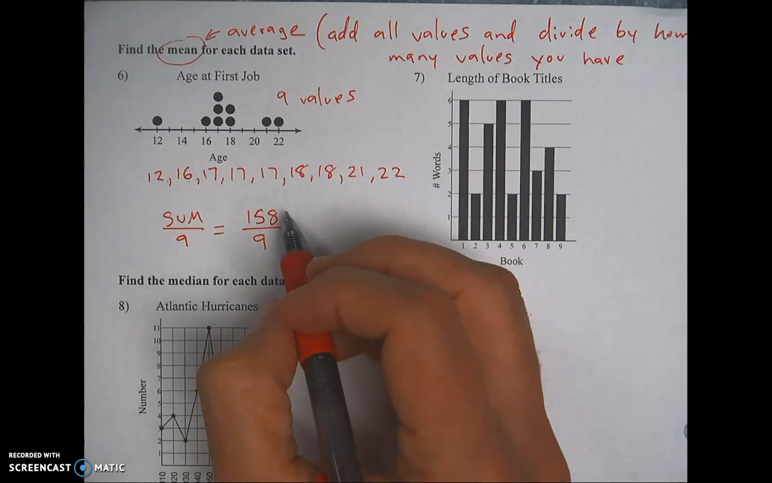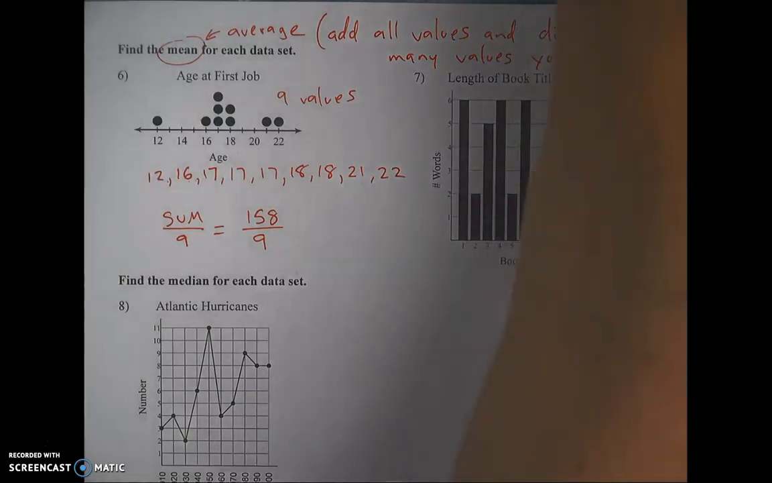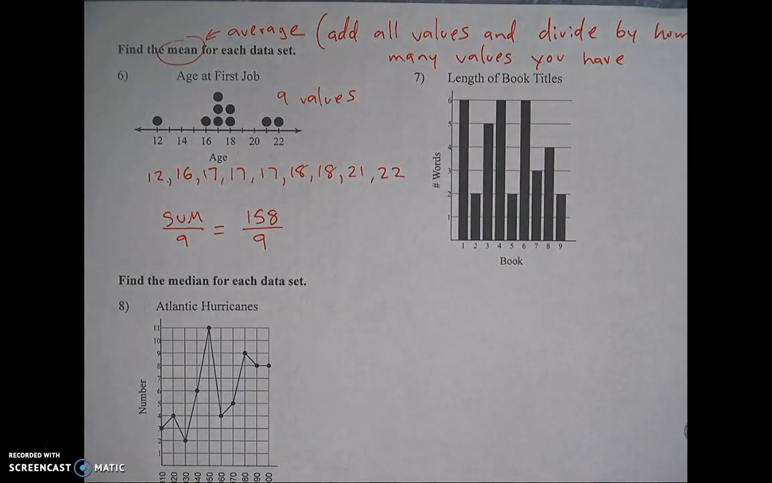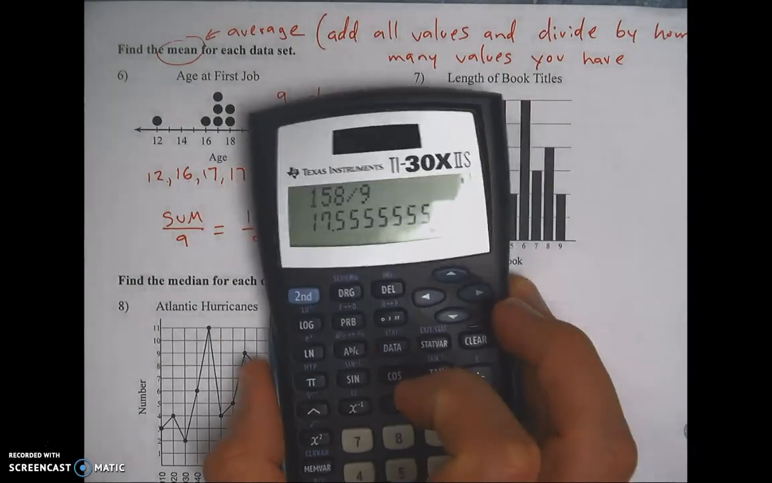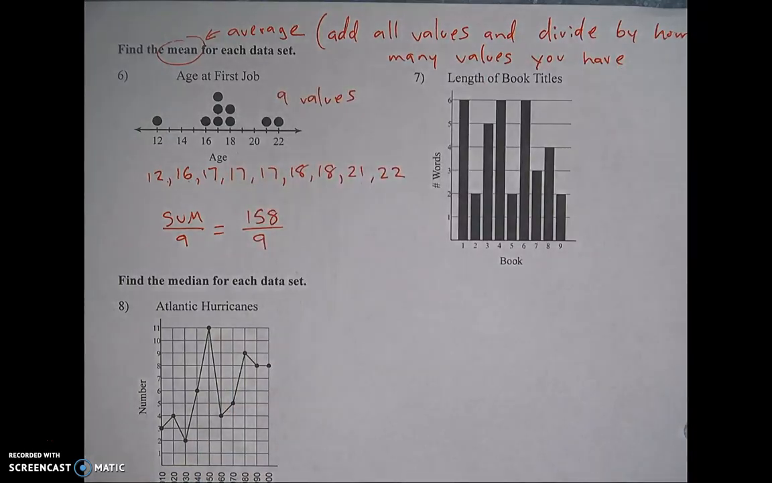Okay, you're actually going to divide. So 158 divided by 9, and we'll round to the nearest tenth here if we need to. So 158 divided by 9. Okay, not a perfect number, but this will round up. So we'll do 17.6.